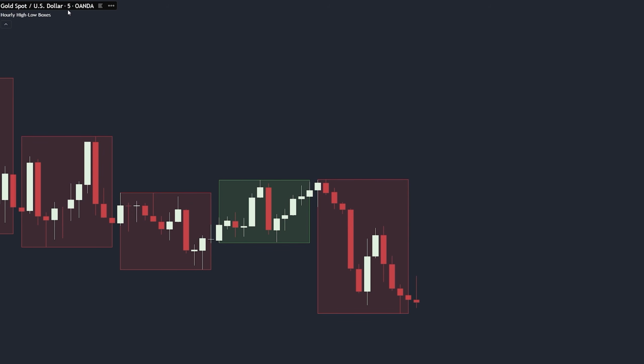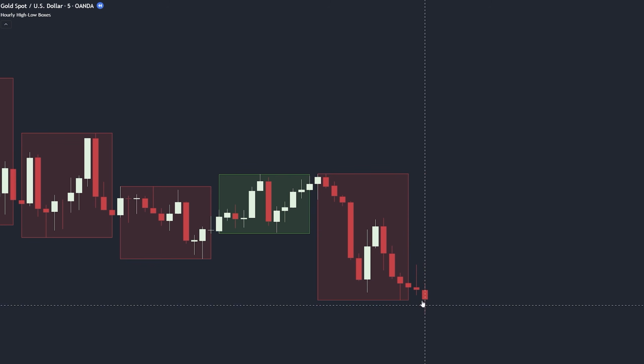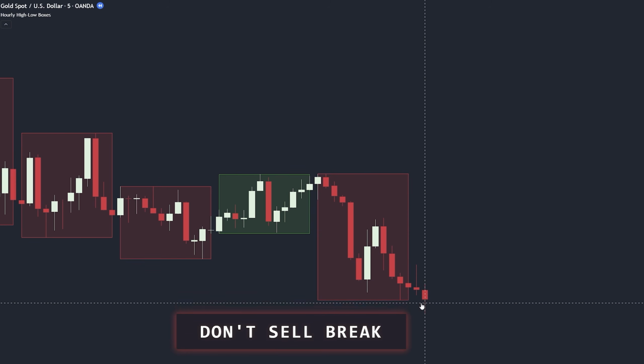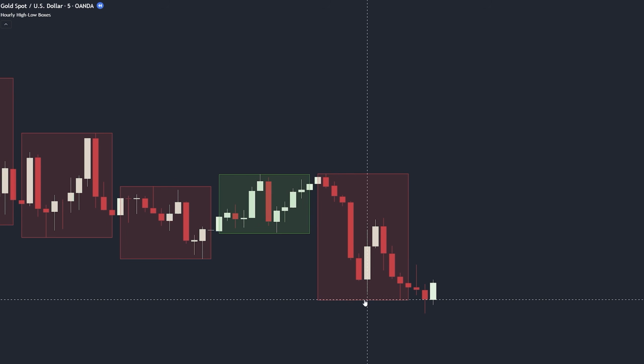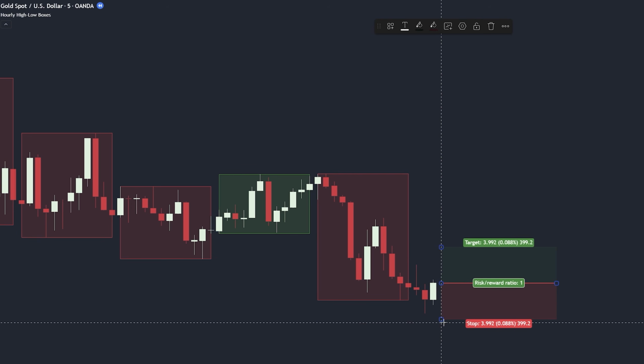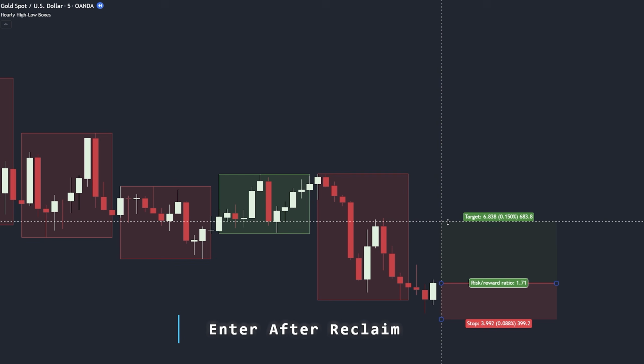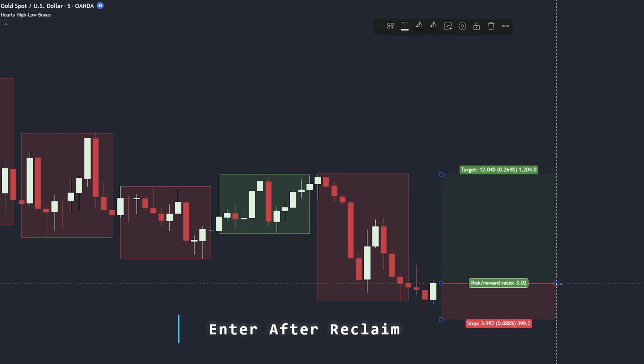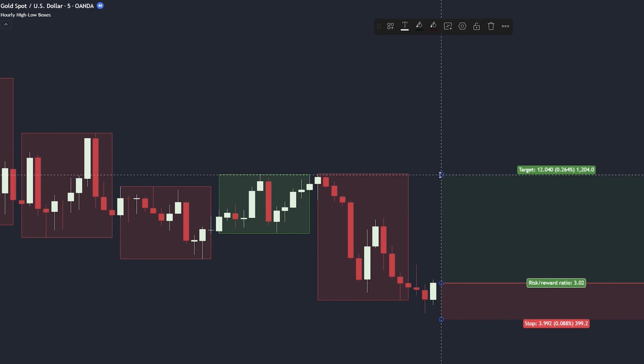I'm on 5-minute on gold chart. The previous hour has already finished, and the box marks its high and low. Price breaks below the box low, but I do not sell the break. I wait for the close. The candle pushes below the low, leaves a wick, and closes back inside the box. That failure gives the long. I enter after the reclaim, place the stop below the wick, and target 1 R first.